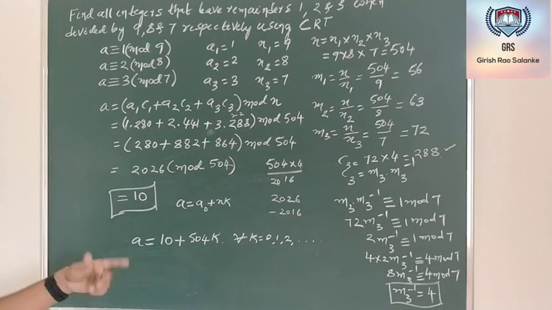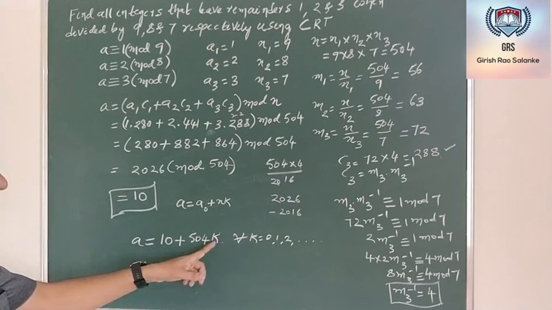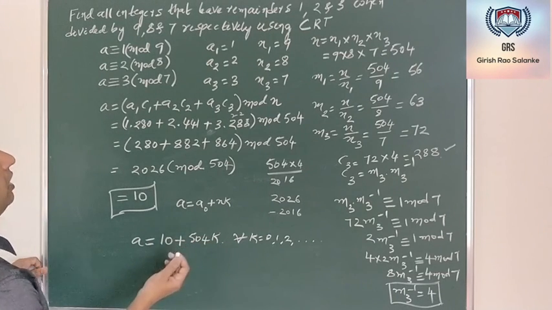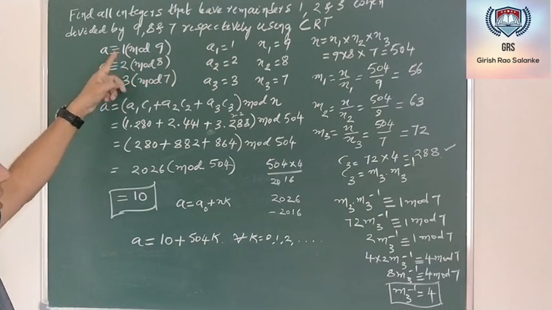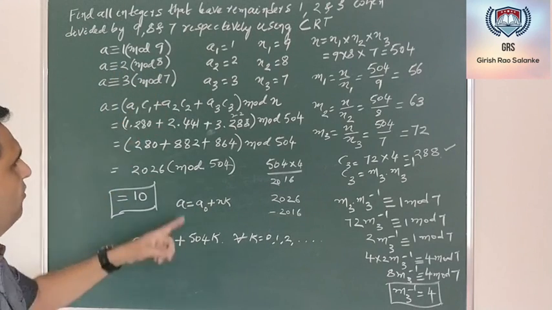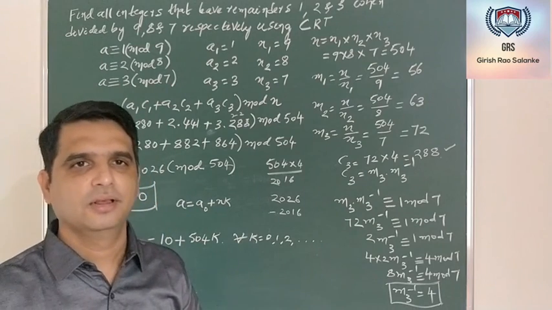Now I checked for 10. If you want, you can check it for k equal to 1. When k is equal to 1, this will be 504 plus 10, that is 514. When you divide 514 by 9, you will get the remainder as 1. When you divide 514 by 8, you will get the remainder as 2. And when you divide 514 by 7, you will find the remainder as 3.